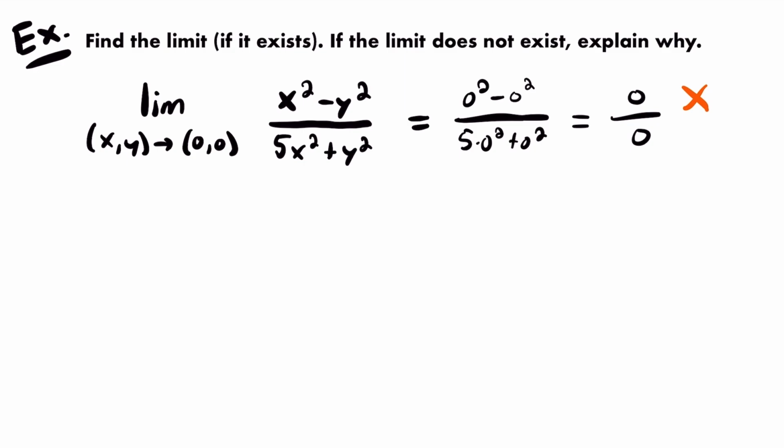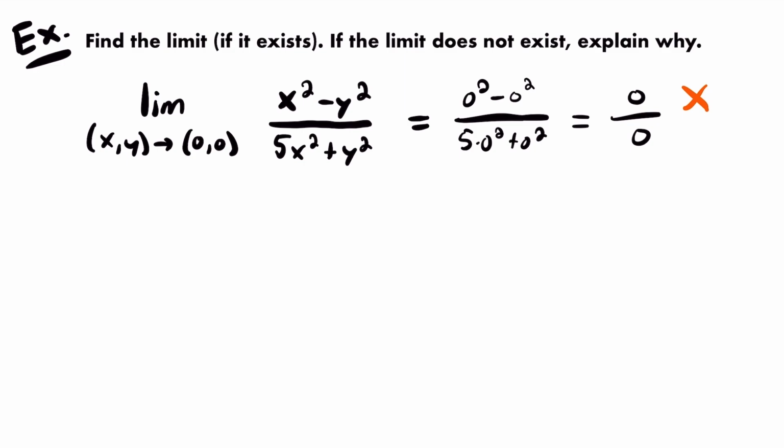If we want to show it exists, there has to be some way to manipulate this function such that we can actually plug in 0 and 0 for x and y. But looking at this function, I don't think there's anything that we can do, right? We could factor the numerator here. This is a difference of squares, x squared minus y squared. You could factor that to be (x plus y) times (x minus y), but that's not going to do anything for us because it doesn't cancel out with anything in the denominator. So we're kind of stuck with this function as it is. We can't manipulate it in any way, so plugging in is not going to work.